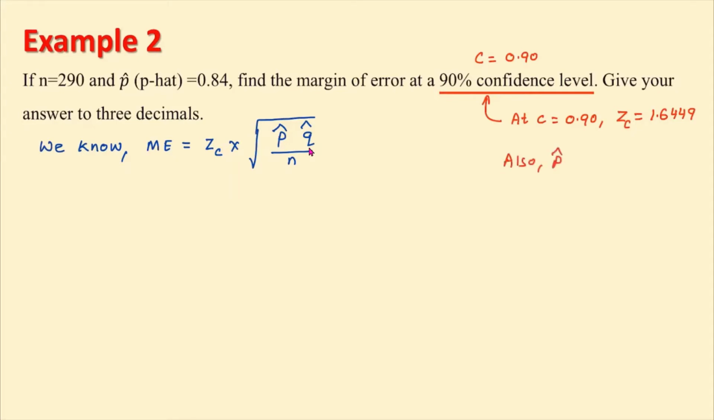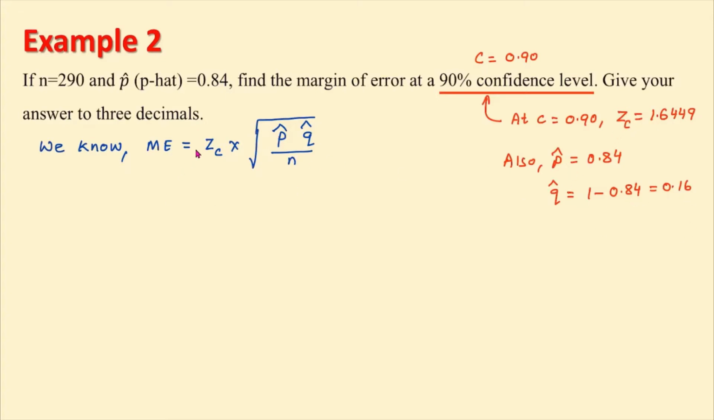P hat is 0.84. So now what we need is Q hat. What we know is P hat plus Q hat is 1. So Q hat will be 1 minus P hat, 1 minus 0.84, which will be equal to 0.16. That means the proportion of the population here is 84%, so the complement of that will be 16%.